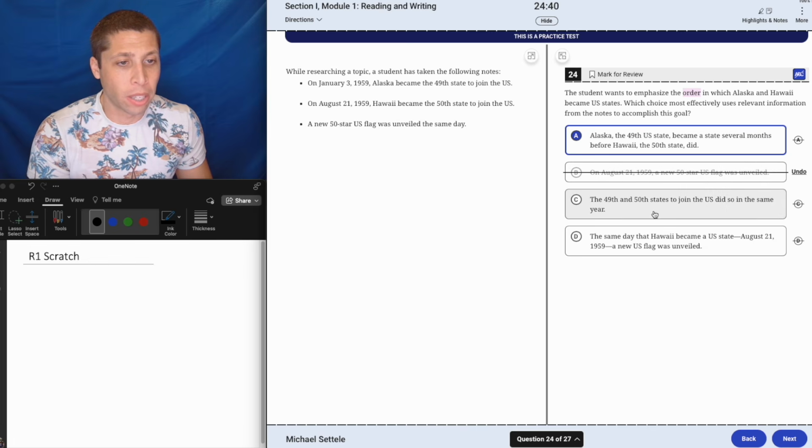Nothing but the order. 49th and 50th states to join the U.S. did so in the same year. No, not in order. The same day that Hawaii became a U.S. state, a new U.S. flag was unveiled. Okay, nope. So that's the only one that does the order.